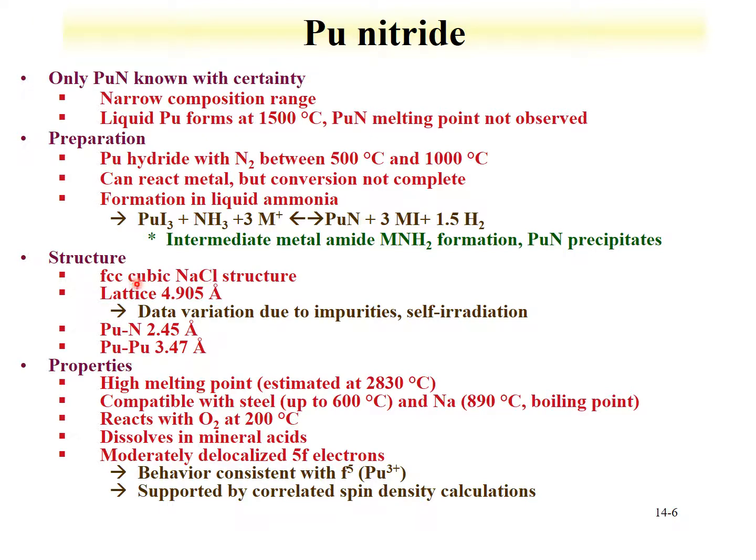The structure is face-centered cubic. The lattices have been evaluated, and the plutonium-nitrogen and plutonium-plutonium bond distances evaluated. The nitride has a very high melting point, which is suitable for fuel. It's also compatible with steels and sodium. Again, this makes it a good candidate for fast reactor fuels. As most nitrides, it reacts with oxygen and dissolves readily in mineral acids. The 5f electrons seem to be delocalized, which is a good property for fuel. This delocalization helps with having the plutonium nitride have good thermal properties that are compatible with what's needed for nuclear fuel.